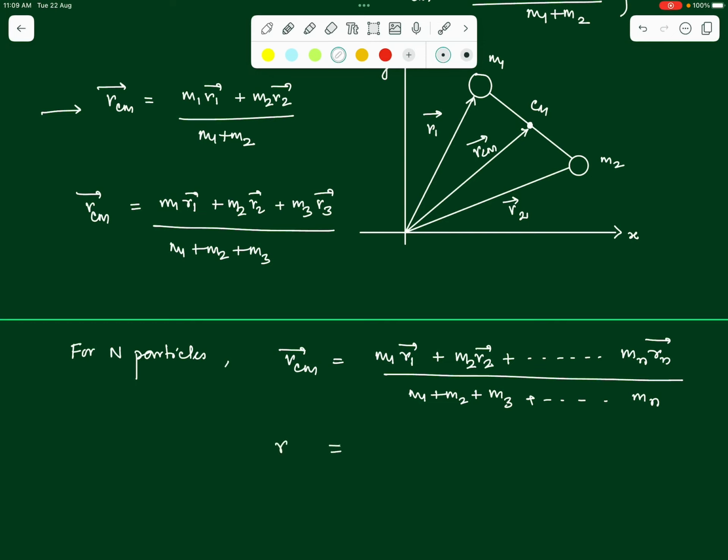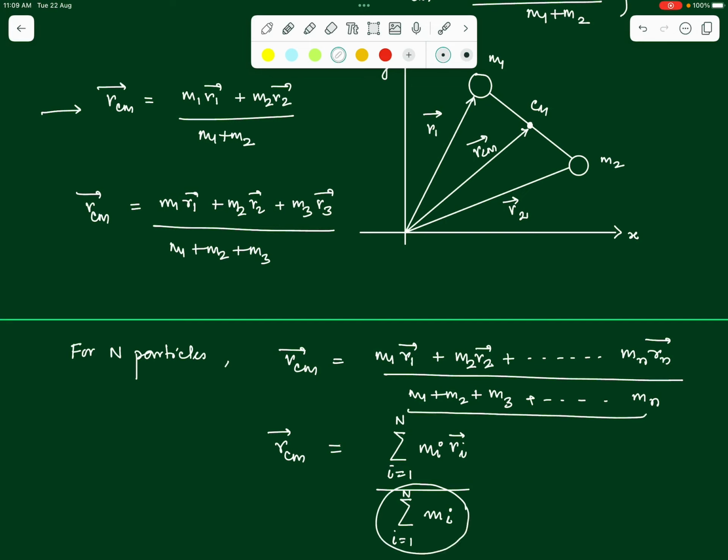We can write this R_CM as the summation of m_i r_i, where i runs from 1 to n. For all the n particles, we are taking the product of the mass and the position vector, and then adding all of them up, whole divided by the summation of only m_i, only the masses being added, from i equal to 1 to n. Understand that this expression will give us nothing but the total mass of the body: m1 plus m2 plus m3 and so on will give us the total mass of the body.